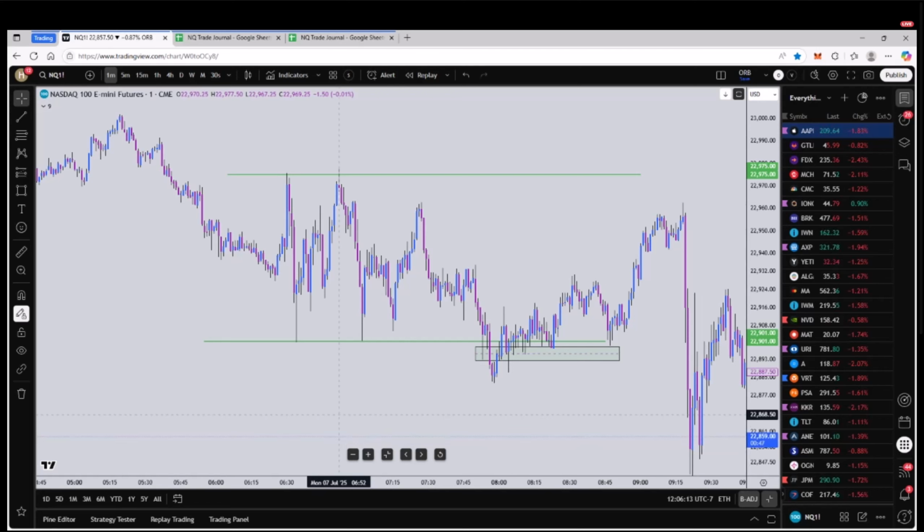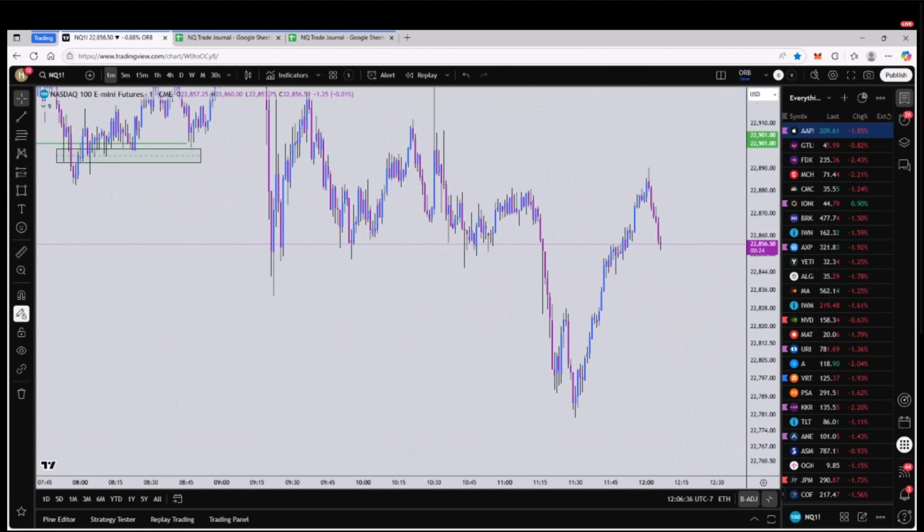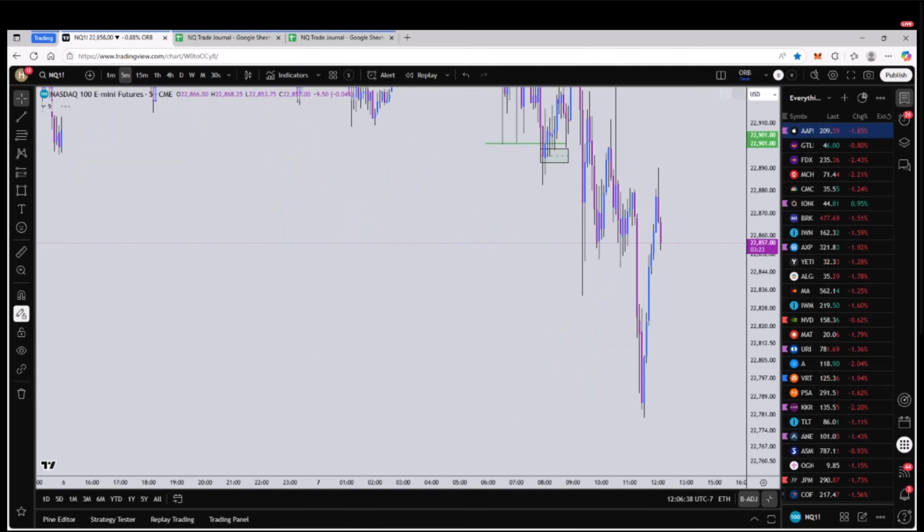That's the same with your ILM model. A lot of people will see ILMs to the downside and take them and just get cooked because we're in a bull market. Some ILMs to the downside are working, yes, don't get me wrong. But for the most part, what are we seeing more often than not? ILMs to the upside working. We just have to find the right liquidity to trade from.